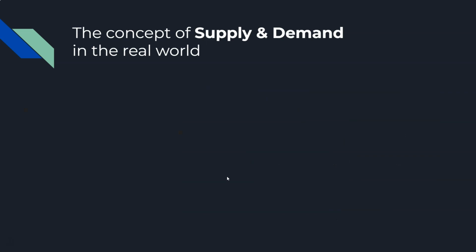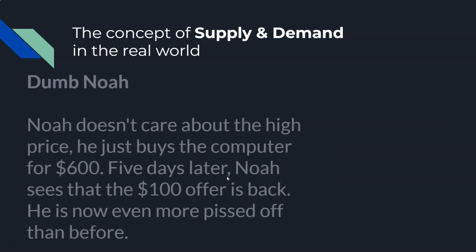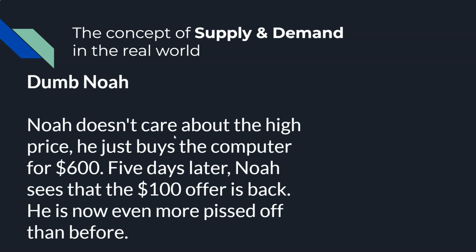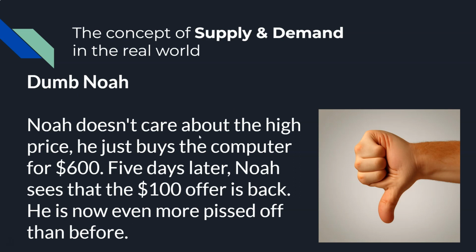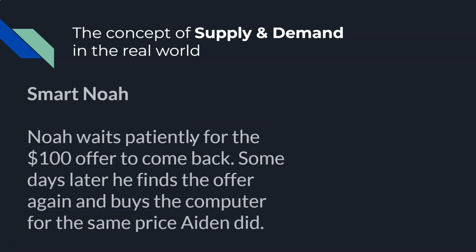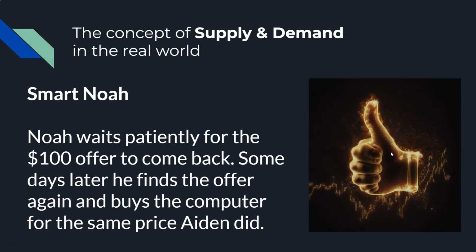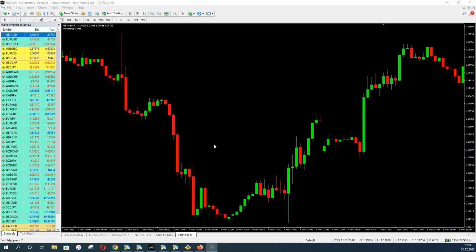Okay, let's see what two choices Noah now has. Here's dumb Noah. Noah doesn't care about the high price. He just buys the computer for $600. 5 days later, Noah sees that the $200 offer is back. He's now even more pissed off than before. Okay, this is dumb Noah. And here is smart Noah. Smart Noah waits patiently for the $200 offer to come back. Some days later, he finds the offer again and buys the computer for the same price Aiden did.